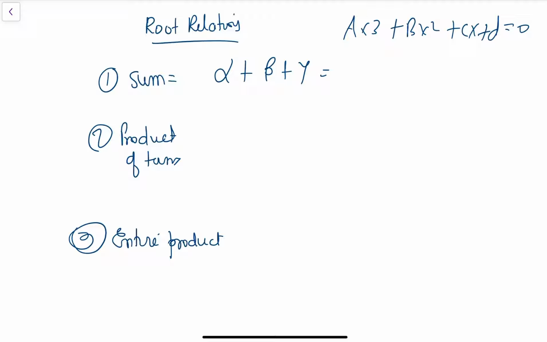We need to find alpha plus beta plus gamma. So just remember what you do in a quadratic equation. Your alpha plus beta in a quadratic equation was minus b by a. Similarly, alpha plus beta plus gamma in a cubic equation is minus b by a. So this is the same as quadratic, just that one more root has been added. The rest is the same.